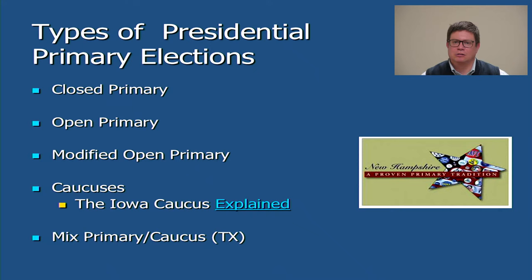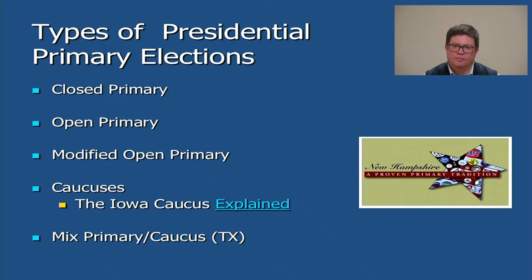Then the final way mixes all of these. So in the state of Texas, they have a mixed primary and caucus, which is probably, as far as I know, the only way that you can legally vote twice in one day in the United States. During the day they have a primary election and about two-thirds of all the delegates to the convention are chosen there. And then at night they have a caucus.